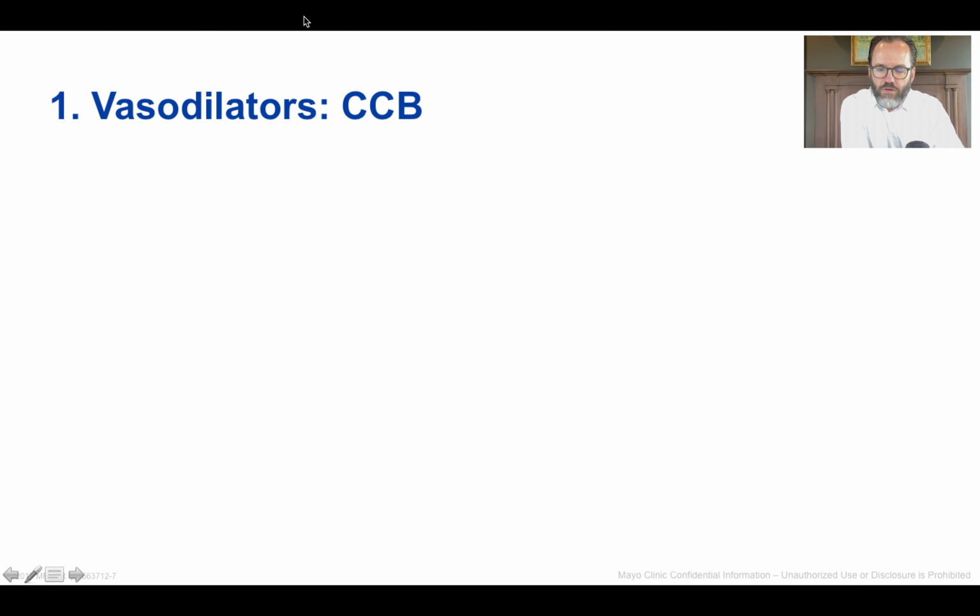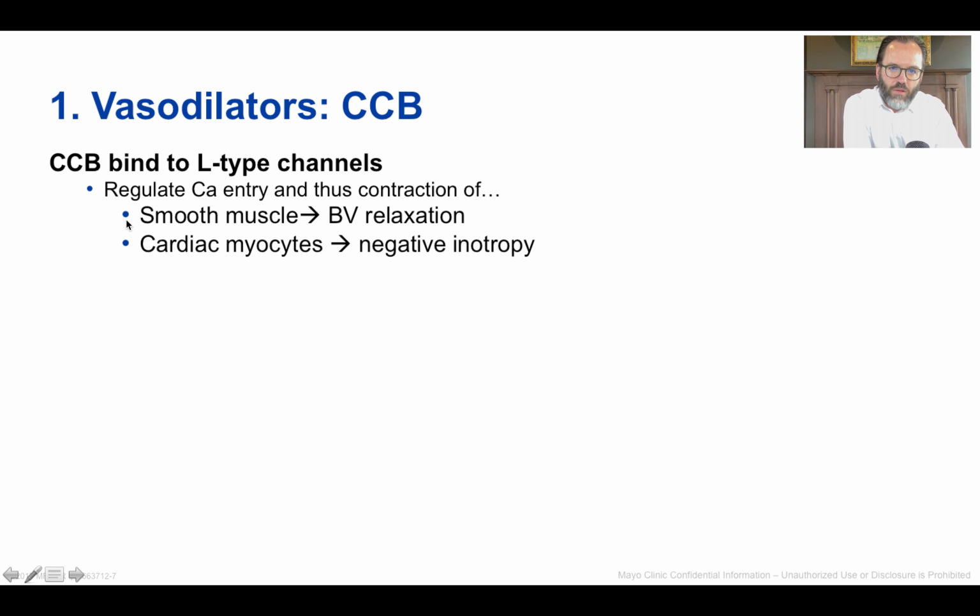From there, we've got vasodilatory drugs as well that can be used. So here we've got calcium channel blockers. These calcium channel blockers bind to L-type channels. So now we're moving away from the sympathetic nervous system, moving more to a direct targeting mechanism of calcium regulation in the vascular smooth muscle and cardiac myocytes, thereby regulating calcium entry into the cell and thus contraction of smooth muscle. Certainly what you have is blood vessel relaxation. By reducing calcium-induced calcium release in smooth muscle and calcium entry, you'll reduce vascular tone.